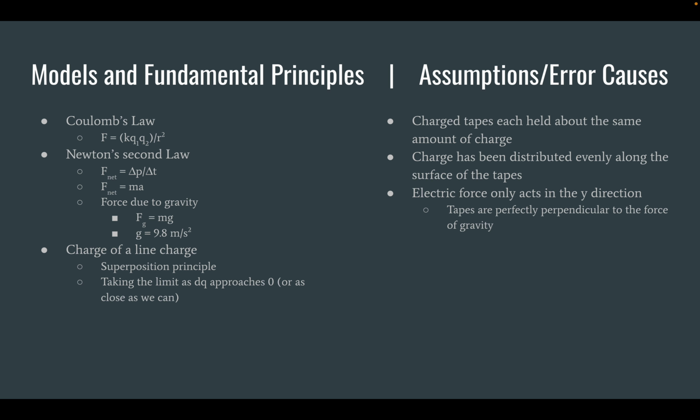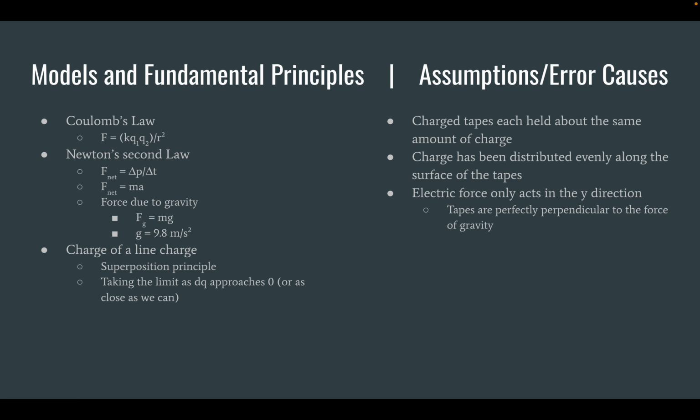And we're taking, in theory, the limit as dq approaches 0, or as close as we can, where dq is the width of each of those point charges along the line charge. Some assumptions were that the charge tapes each held about the same amount of charge, and that the charge had been evenly distributed along the surface of the tapes, both of which are not extremely likely.